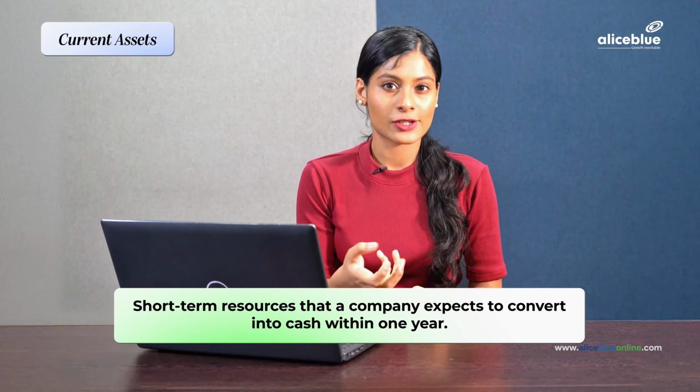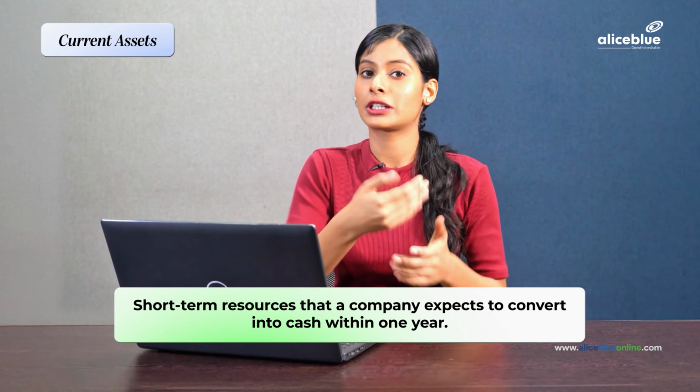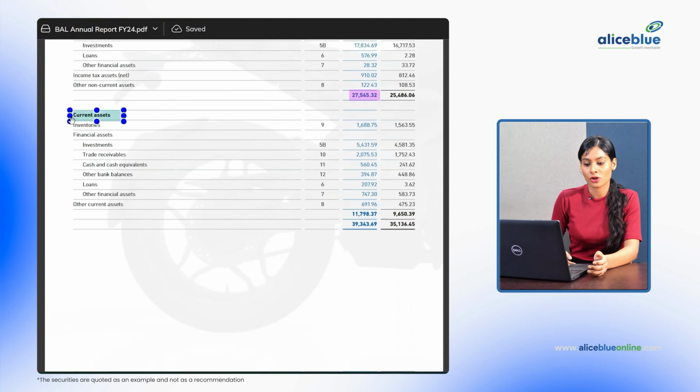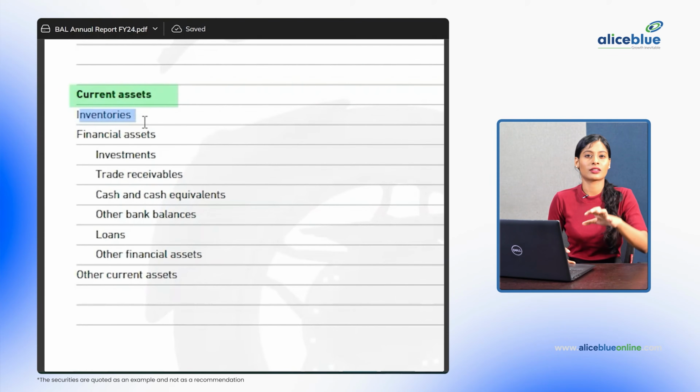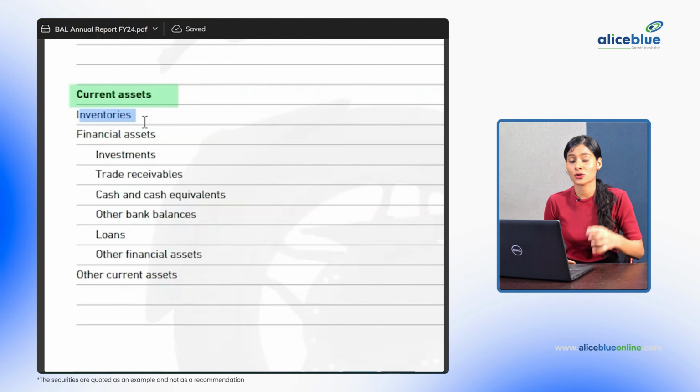Next, we have the current assets. Now, these are the short-term resources that a company expects to convert into cash within a year, meaning the assets which can generate in-hand money immediately, such as there's your inventories, which are the products or the items that Bajaj Auto is holding to sell. It can be raw materials or their manufactured products, which is bikes and other vehicles in this case.